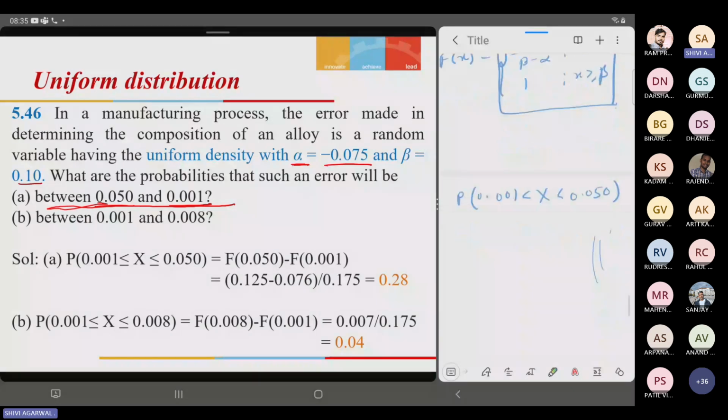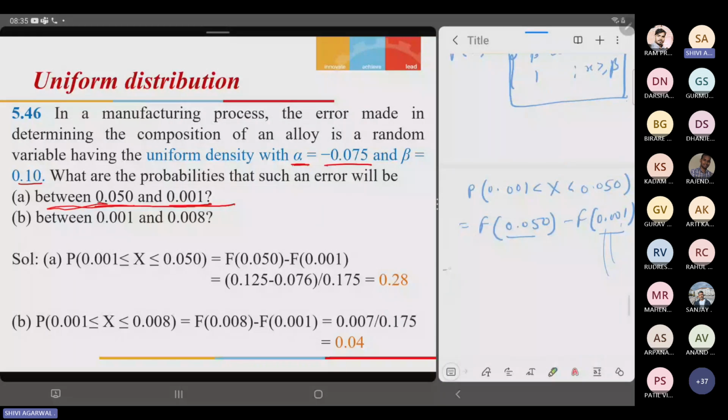So we have to find out this one. By using the CDF concept, we can write F of 0.050 minus F of 0.001. Both are coming in the range of alpha and beta. So we can use F of x as x minus alpha upon beta minus alpha. That is, x is 0.050 minus alpha, minus minus plus 0.075, divided by 0.175, minus the F of 0.001.